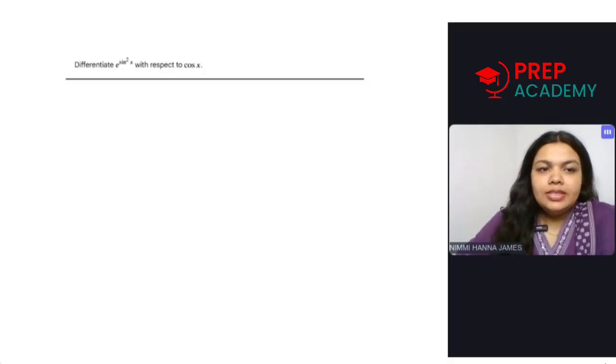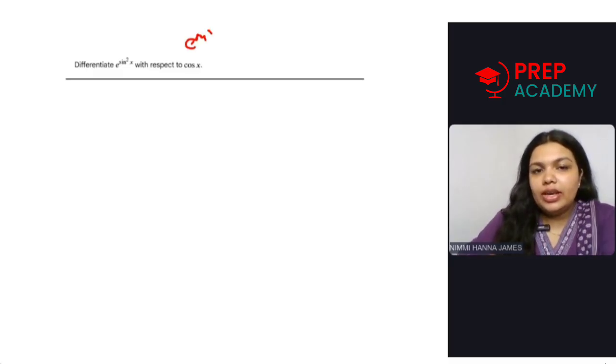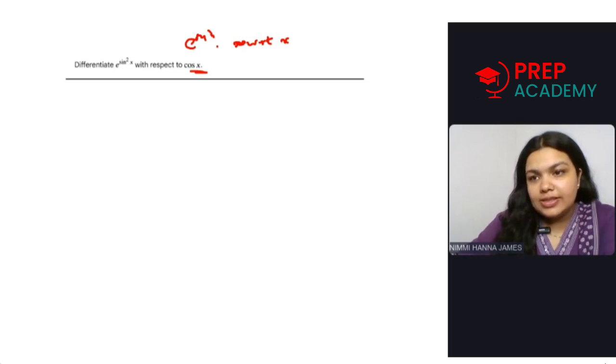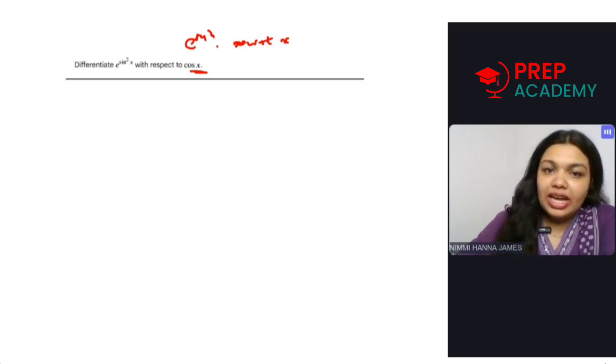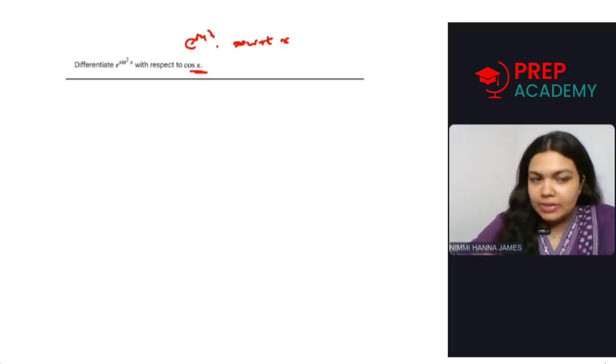The next question: differentiate e raised to sine square x with respect to cos x. Always we were asked to differentiate a function e raised to sine square x with respect to x, correct? Here we have to differentiate it with respect to cos x. We have to differentiate a function with respect to another function. So this is a classic question.